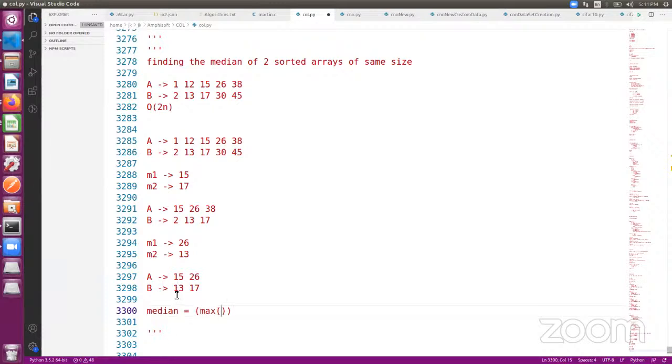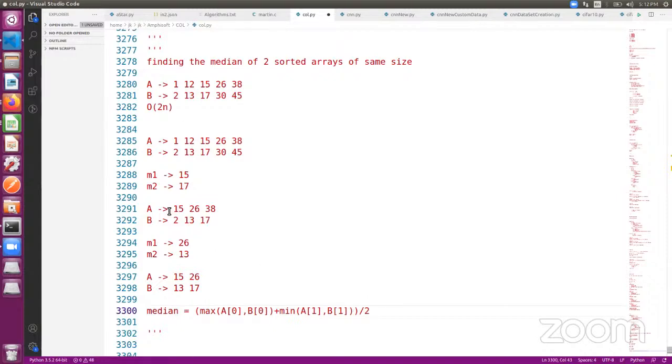Max of the first elements, that is A of 0, plus min of the second elements, divided by 2. So you're finding the maximum of the first elements and the minimum of the second elements, and take an average of that, you will get the answer. So this is the procedure.